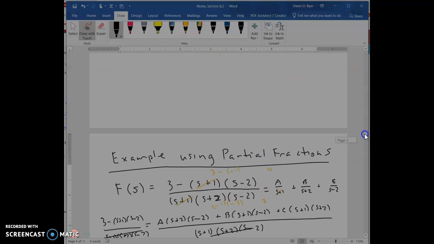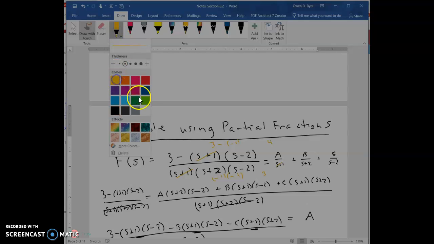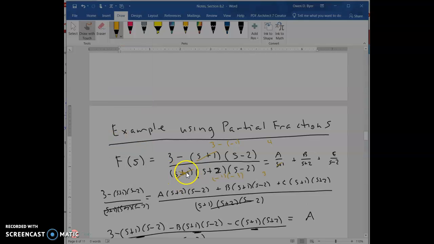And when we go up there and use Heaviside's theorem, what I did wrong, the only place where we ignore the s equals negative 1 is in the denominator, where -1 plus 1 would give us 0. We ignore this term. Everywhere else we have to plug it in. So we have 3 minus, this will be 0 times 0, well, it doesn't matter, but that will be -3.